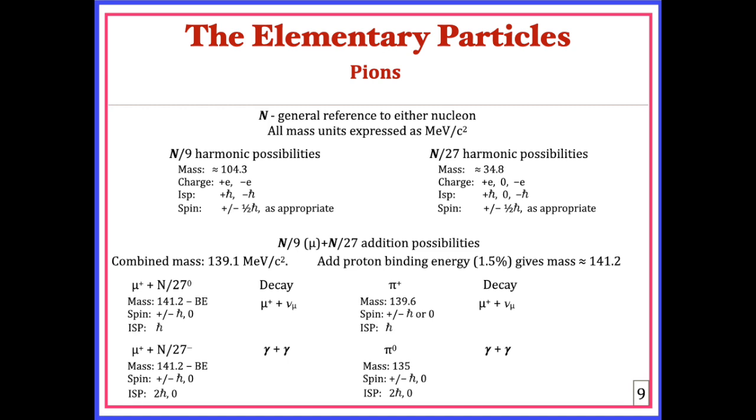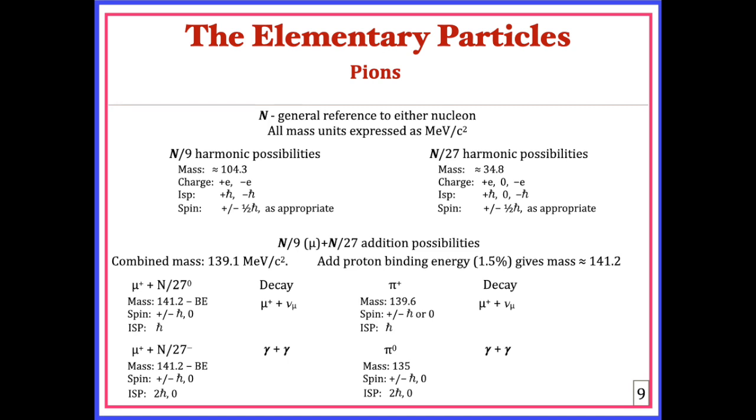Now look at the properties of a positive pion. Its rest mass is 139.6 MeV per c squared. The difference is just a tiny bit of binding energy between the neutral N/27 and the charged muon. The two are otherwise indistinguishable from each other.